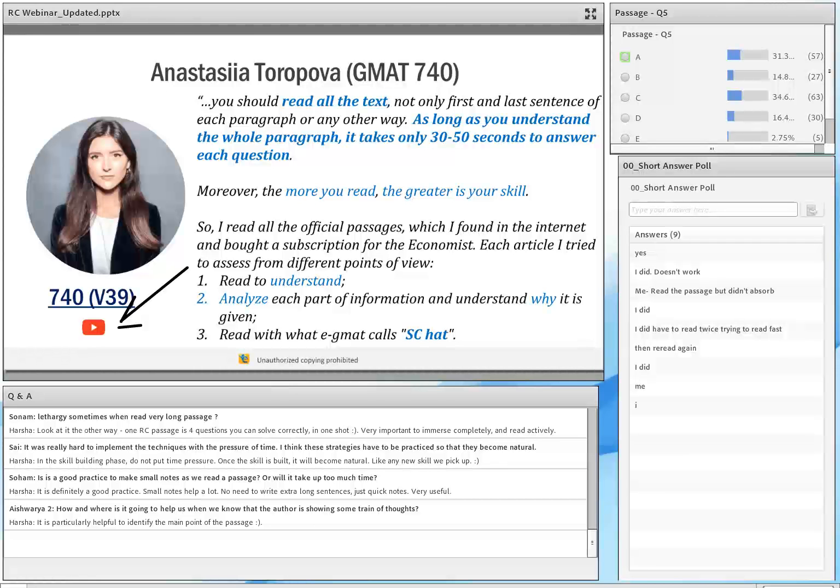And again, you read with a point of view to understand, analyze each part of the information, and read with what we call the SC hat. Again, she learned from master comprehension, then she read with the SC hat. She improved her comprehension over time.